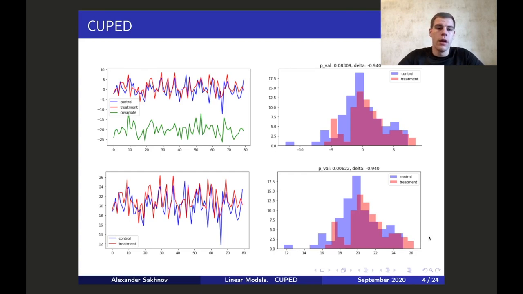So how does it work? You can use this correlated series as a baseline and subtract some kind of prediction. And the main advantage of this method is that it's an unbiased method. So the delta between your groups is the same, but the variance becomes lower. So you can see that the delta is the same, but the p-value decreased by 10 times. So it means that our test becomes more sensitive.